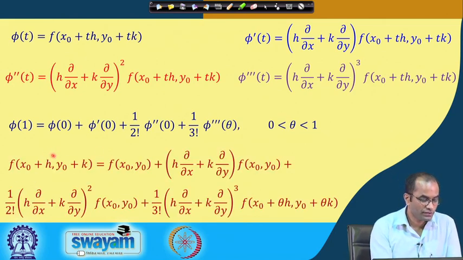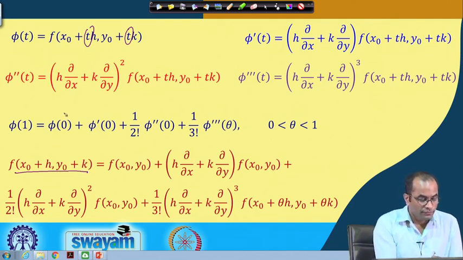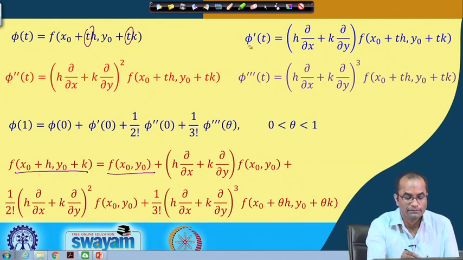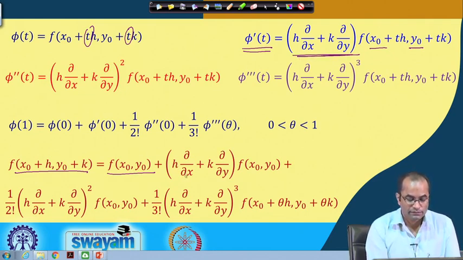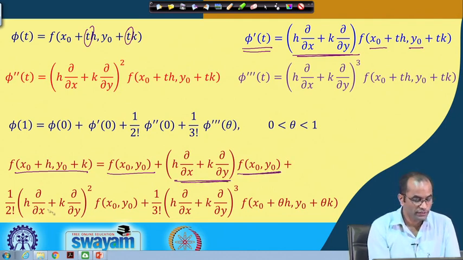And then we can substitute now. So, phi at 1 means t will be substituted as 1 here. So, we will get f at x 0 plus h and y 0 plus k, this term is phi 1. When t is 0, we will have the x 0 y 0 term, and then here phi prime at 0. So, phi prime is here, and at 0 means the x 0 and y 0 point. So, in the parentheses here h and the first order partial derivatives, evaluated at the x 0 y 0 point. Similarly, for the second order term again t will be set to 0.